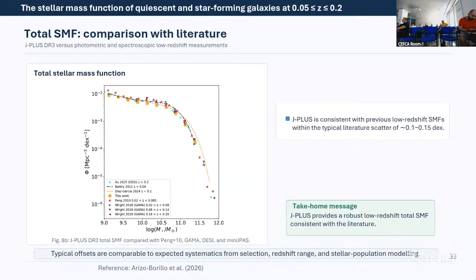So now we compare with the literature for the total stellar mass function. Nice results. Our work is the orange circles, and is normally compared with literature with SDSS, GAMA, and others, to compare with the spectroscopy, with SHU, with DESI, and with the historical one.